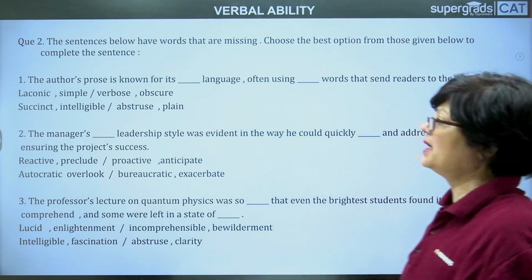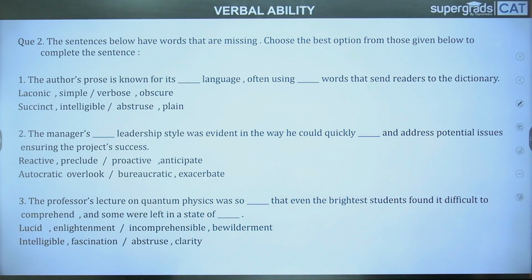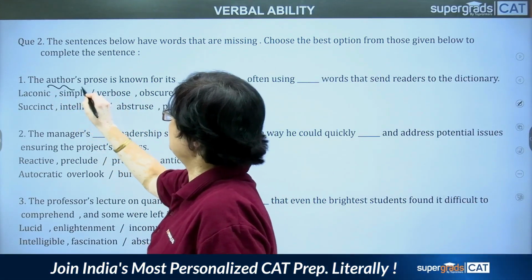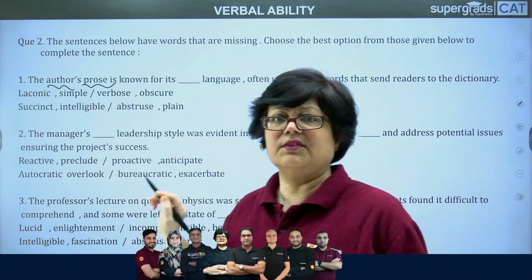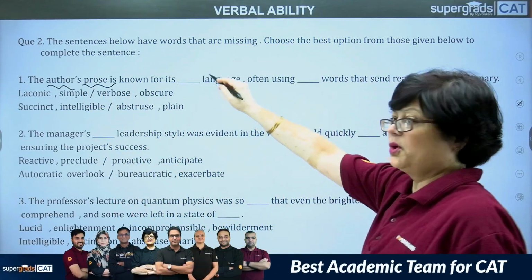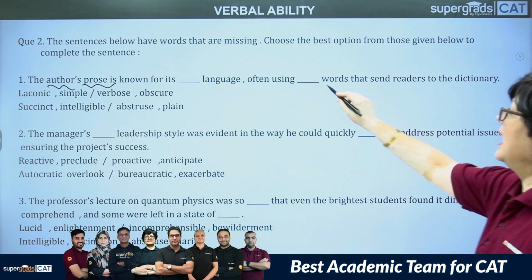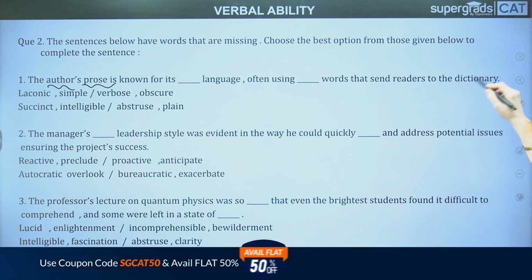Take, for example, the first sentence. The author's prose is known for its dash language, often using dash words that send readers to the dictionary. The author means writer, and prose is something he has written which is non-fiction.